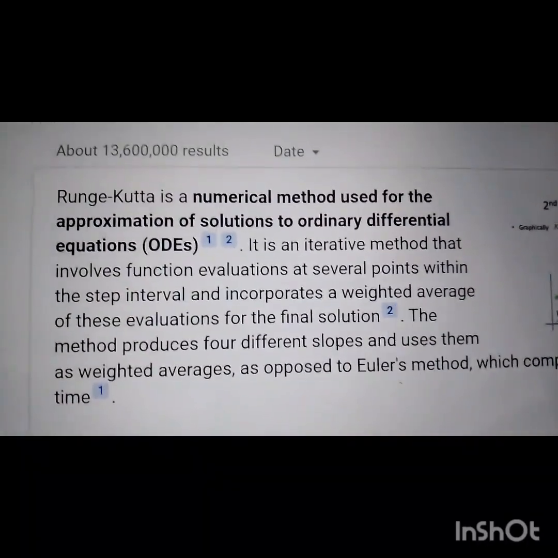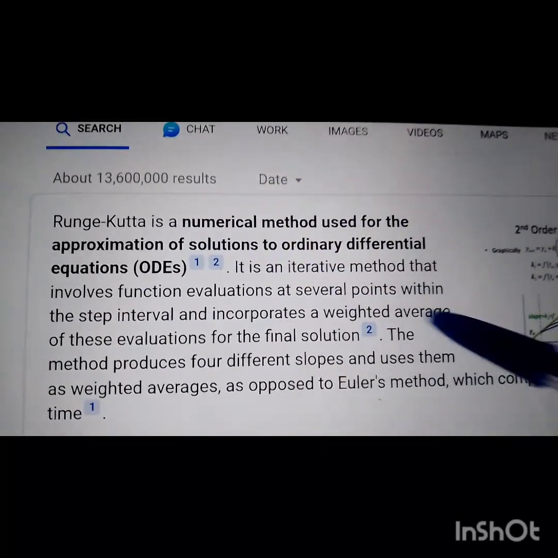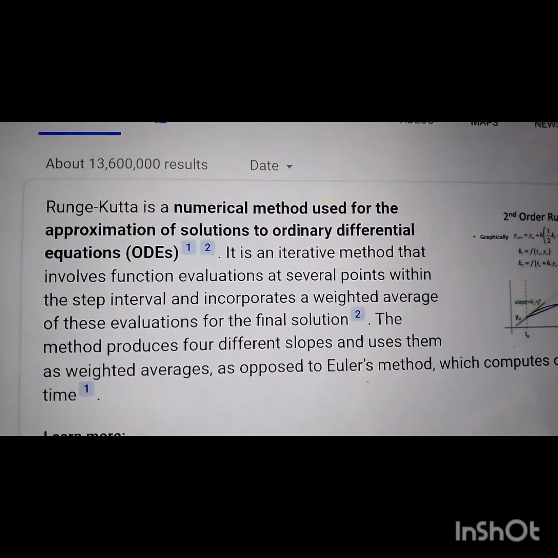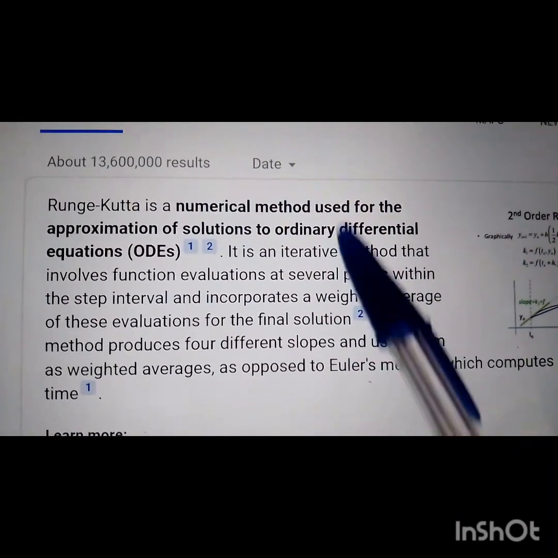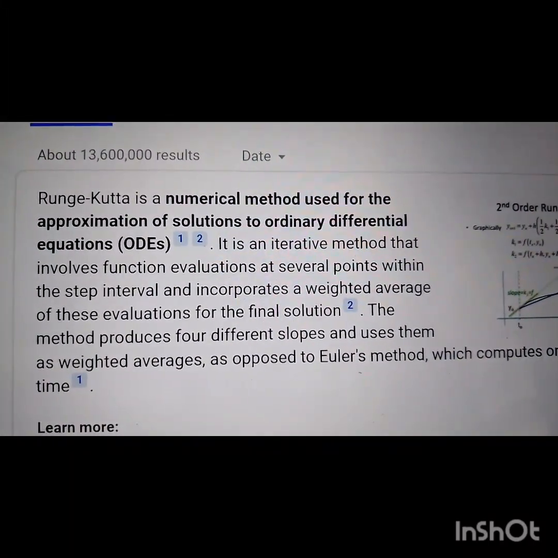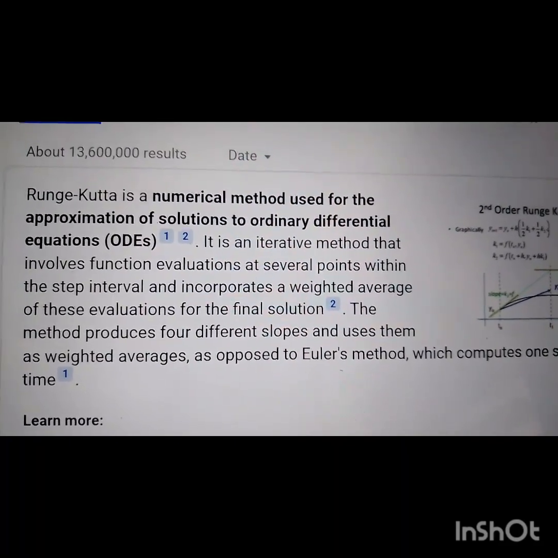Okay, so let's get to the Runge-Kutta method. This is just directly from Bing. It says that it's a numerical method used for the approximation of solutions to ordinary differential equations. It's an iterative method that involves function evaluations at several points within the step interval and incorporates a weighted average of these evaluations for the final solution.